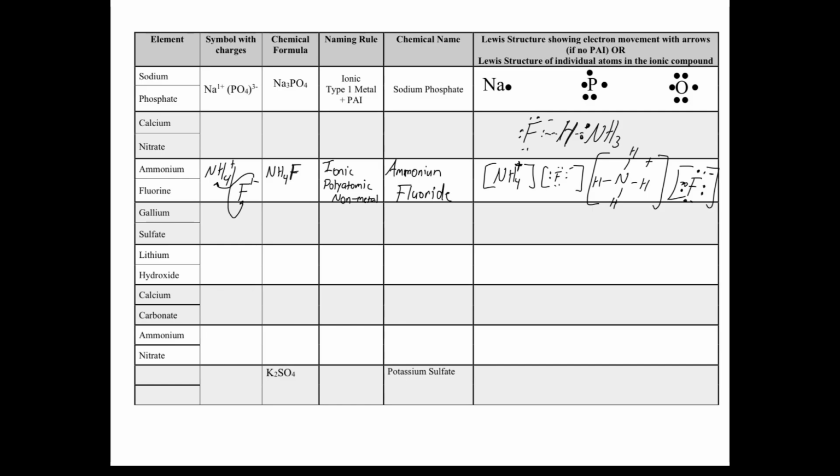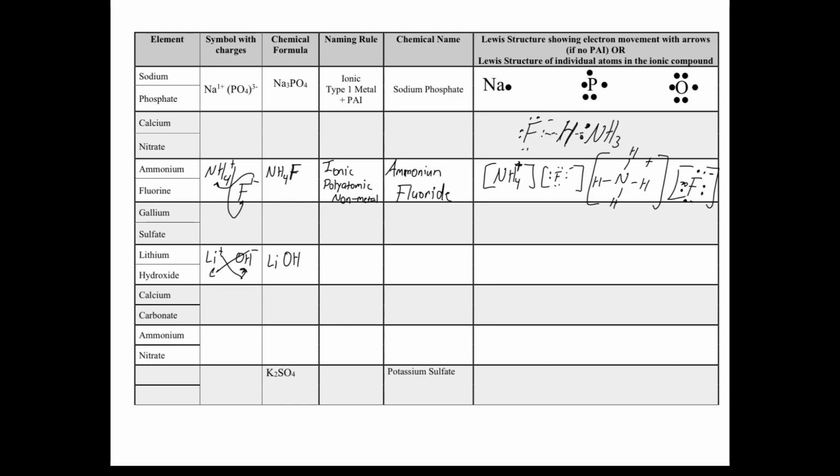Let's say I have lithium hydroxide, which is Li. Remember, lithium is going to lose its 1 electron and become a +1 charge. A hydroxide is a polyatomic ion, OH, and it has a -1 charge. If I look at the total number of charges and do my crisscrossing, I put my 1 with my lithium, and it goes to the hydroxide, and I will call that LiOH.